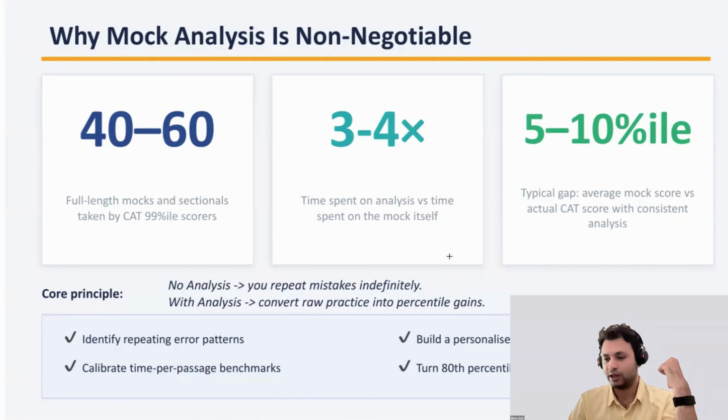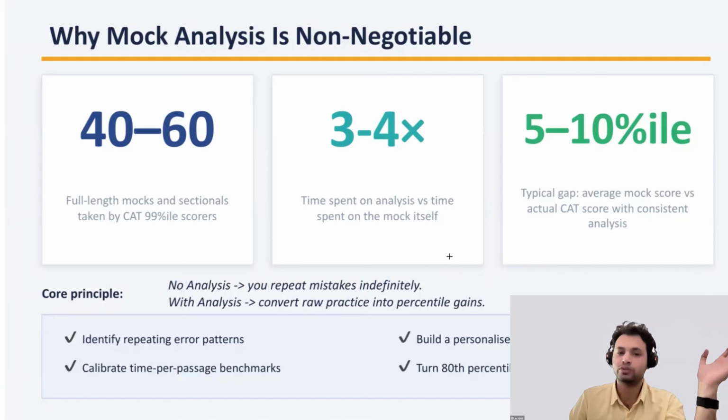And of course, at the start, your mocks are not exactly going to be favorable in terms of score. Even when we sit for the CAT examination, the difference between your average mock scores and the actual CAT score is going to be plus minus 5 to 10 percentile. So even if you are getting 90, 91 percentile on average in mocks, that doesn't really mean that you are definitely not getting a 99 on your CAT examination.